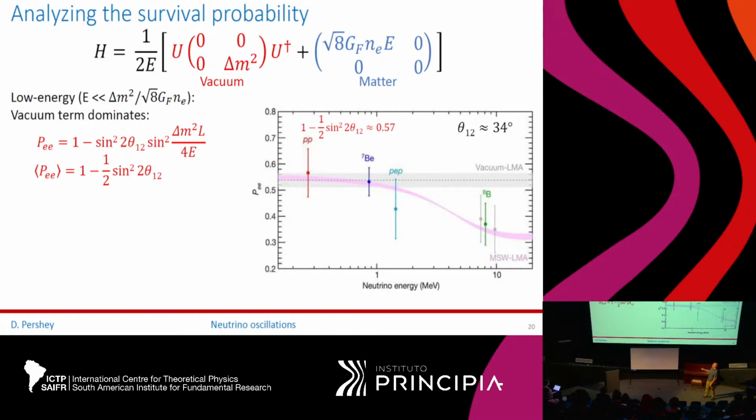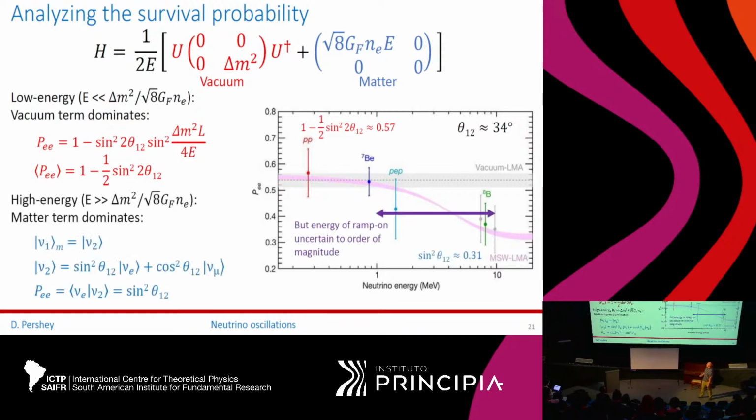So this survival probability basically just thermalizes, and this dynamical variable basically just averages out. The average of sine squared gives you 1/2. And so the survival probability for electrons is just 1 minus a half sine squared 2 theta 1 2. Now after the fact, we know that theta 1 2 is 34 degrees, so we can plug this in and see that this survival probability should be about 57%. So we should measure 57% of the neutrinos as electron neutrinos in our detectors here at low energy, which is consistent with what we're seeing with PP neutrinos.